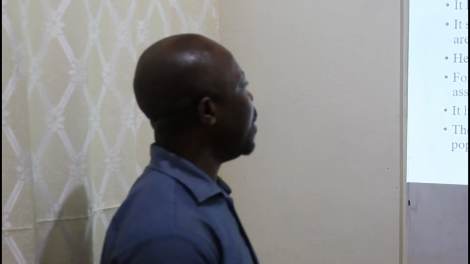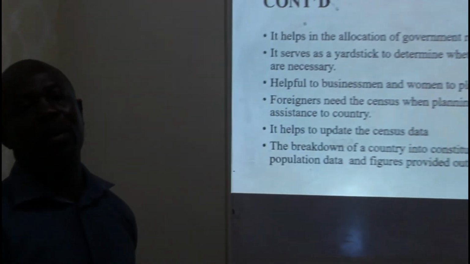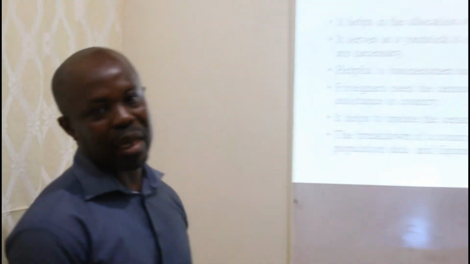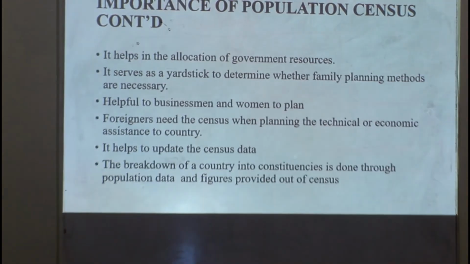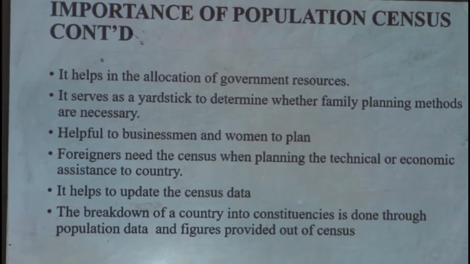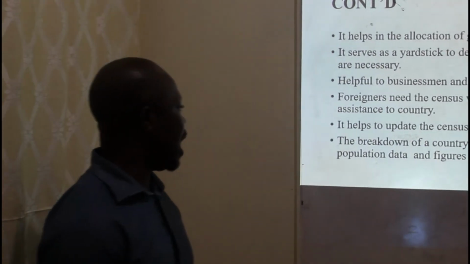It also helps businessmen and women to plan. So for instance, if at the end of census, we have more children in the country, then more businessmen will be interested in producing goods for children. If the aged are more, then businessmen will look at it and decide where to invest. Then it helps to update census data. So like we said, in 1960, we conducted a population census. In 1970, we did. This will help us to update the data so that we will know the actual number of people in the country.